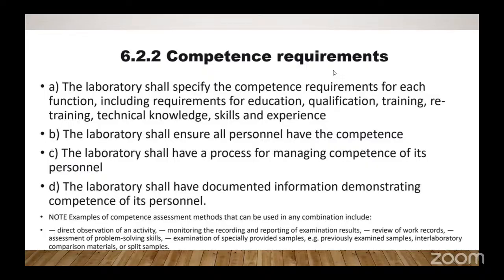Then you have to deem the personnel competent before that personnel is authorized to run any test or any procedures, including phlebotomy. So they must have ensured that the personnel has the competency. He has been trained and has been deemed competent by a trainer before he or she is allowed to carry out such tasks.